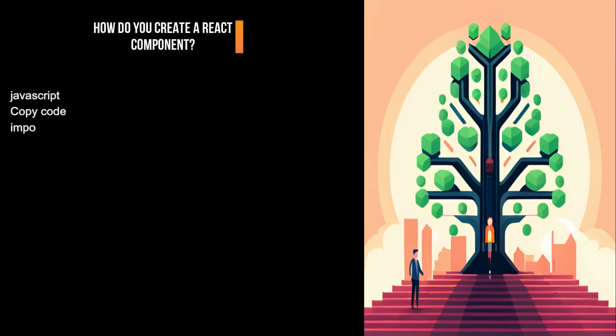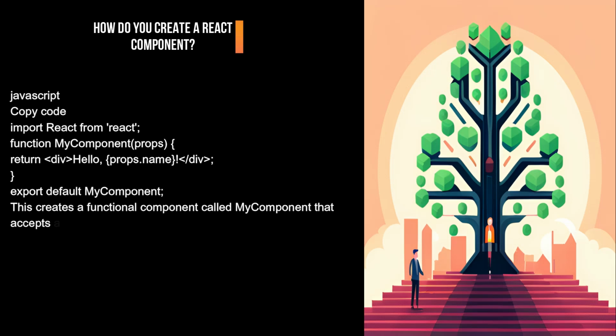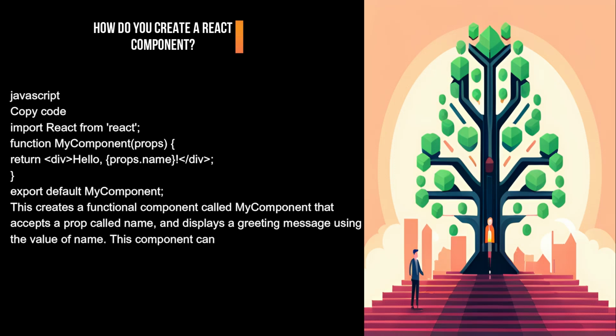JavaScript. Import React from 'react'. function MyComponent(props) { return <div>Hello, {props.name}</div>; } export default MyComponent. This creates a functional component called MyComponent that accepts a prop called name and displays a greeting message using the value of name.